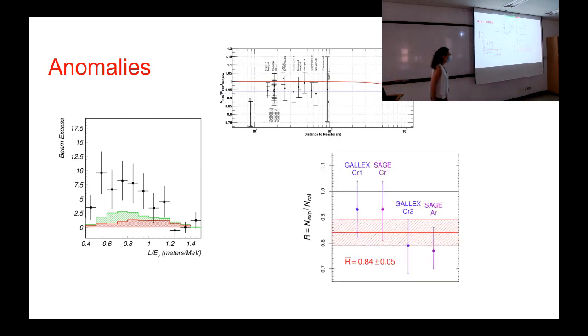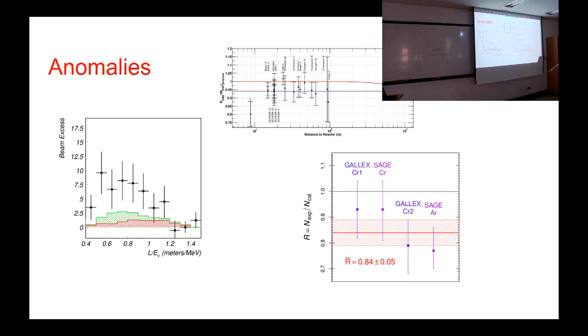The third experiment is the underdog of all the experiments, the gallium experiments. These are the oldest experiments of all. To give you an idea, GALLEX is an experiment in Gran Sasso, mainly an Italian-French experiment. SAGE stands for Soviet American Gallium Experiment. So if it says Soviet, you know how old it is, okay?